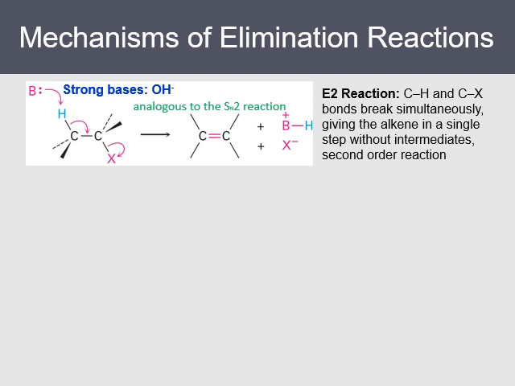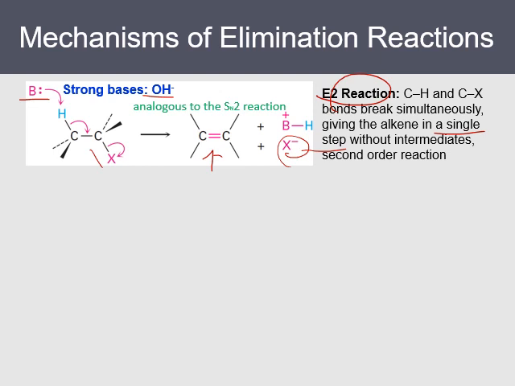Let's compare elimination reaction mechanisms. In E2 elimination, a strong base such as hydroxide attacks a hydrogen that is adjacent to the carbon-halogen bond. The carbon-hydrogen bond breaks. The 2 electrons go to the carbon-carbon bond and form a double bond. At the same time, the carbon-halogen bond breaks, the leaving group leaves, and forms a halide. All this happens simultaneously in a single step, through a transition state, with no intermediate.